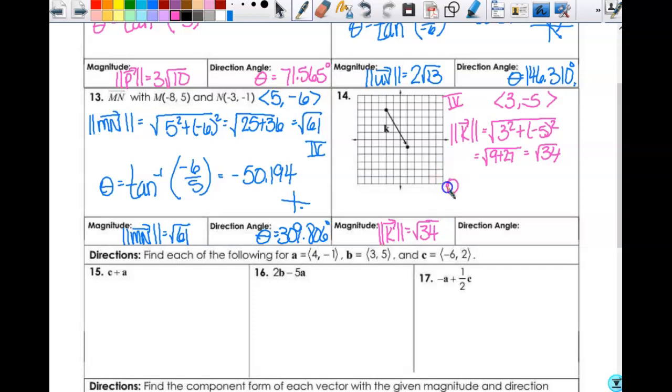The direction angle, theta, that's the tangent inverse of b over a, -5 over 3. So my calculator gives me -59.036. So that puts me down here in the 4th quadrant of my circle. I do want to be in the 4th quadrant, but I don't want it to be -59, so I have to add 360 to that. So when I add 360 in my calculator, I get that theta equals 300.964 degrees.